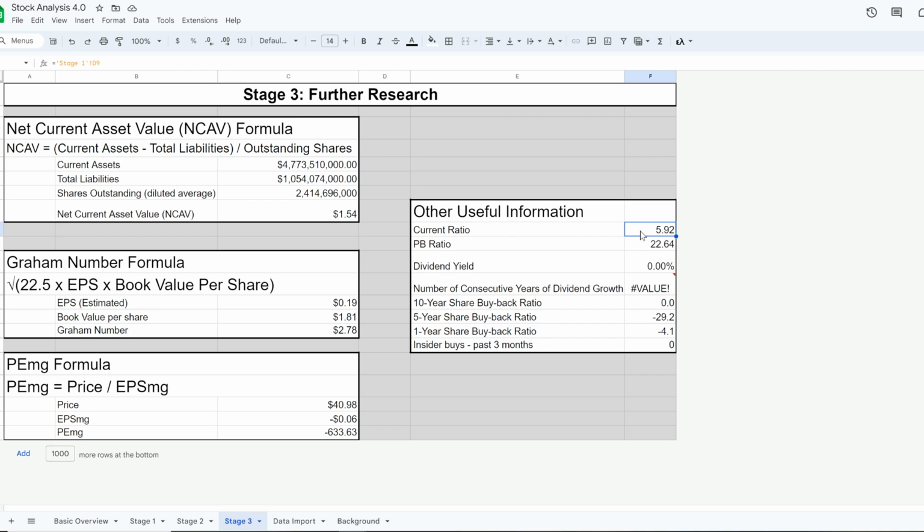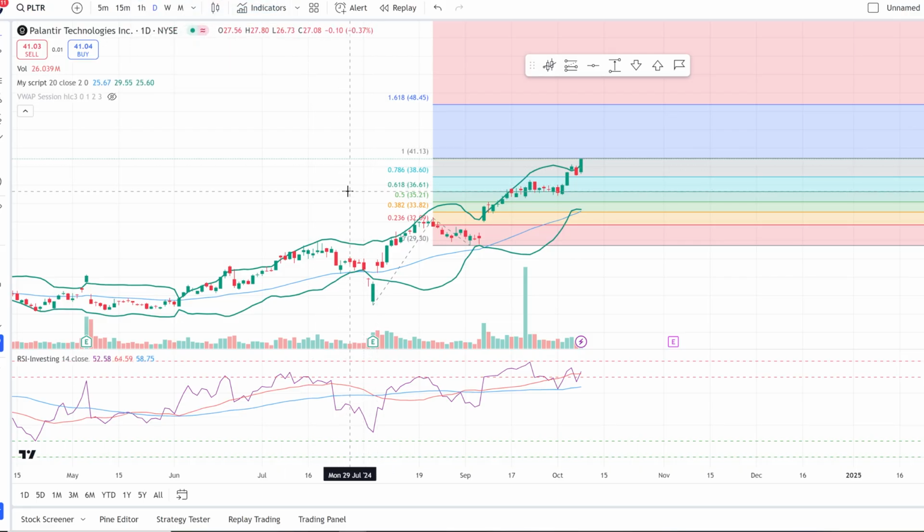But that is a very strong current ratio. The PB ratio is a little bit high. Dividend yield, again, I wish that it paid a dividend. And I wish that the earnings were positive because those things would really show a lot of attractive qualities to this company. But let's go ahead and take a look at the chart because we're talking about speculating here. So let's go ahead and speculate about where we think this is going to go.